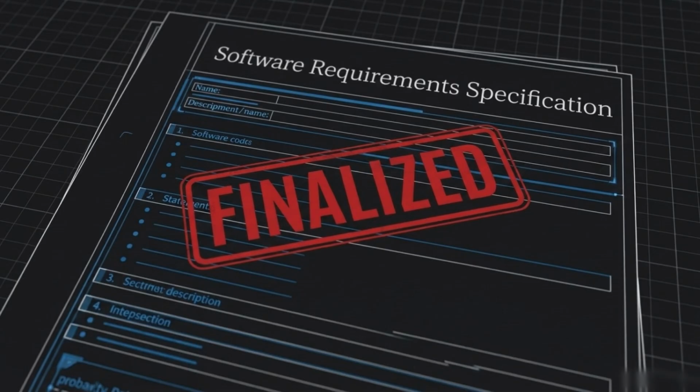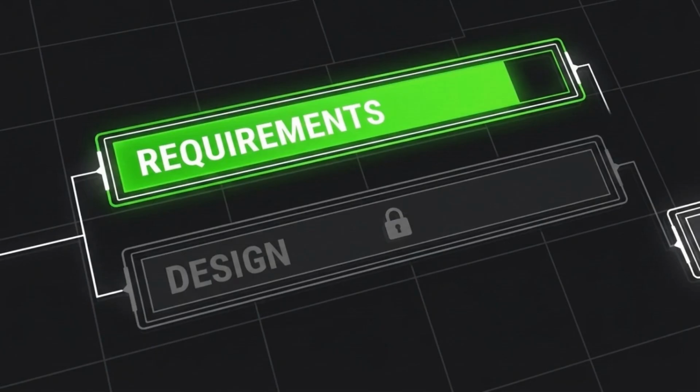The waterfall model operates like a strict mathematical algorithm. It assumes project requirements are absolute constants, not variables. To understand exactly where this model fails in modern development, we first have to examine its strict, unyielding execution.